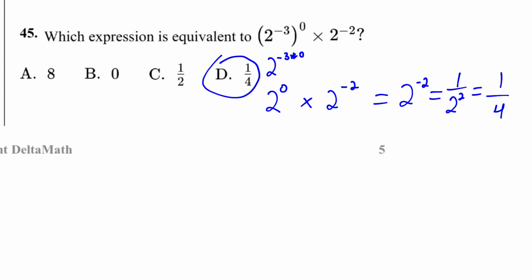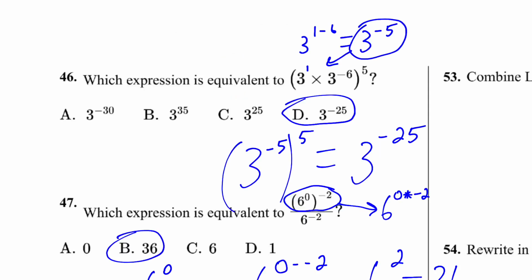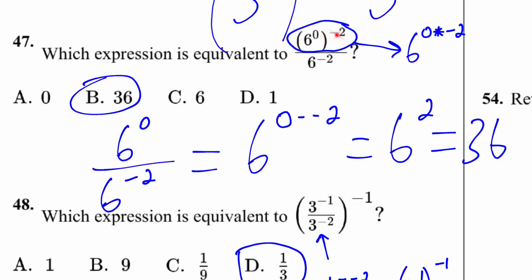So my answer is D, 1/4. 46, I begin inside the parentheses with the product rule. 1 plus negative 6, or 1 minus 6, is negative 5. Then I use the power rule. Negative 5 to the 5th is negative 5 times 5, which gives me negative 25. D.